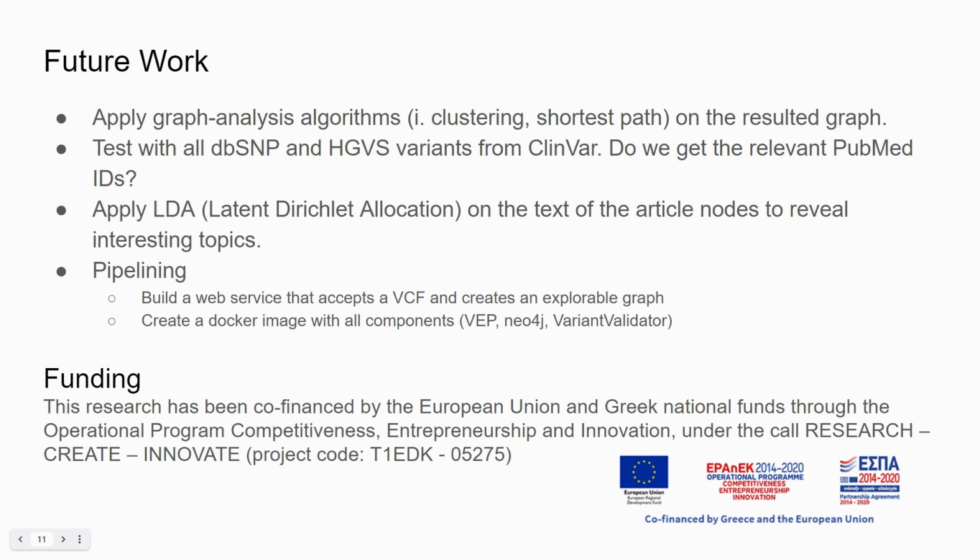Concerning the future work, we want to apply graph analysis algorithms on the resulting graph, algorithms such as clustering or shortest path. We could use variants from ClinVar to test if Neo4j returns the relevant PubMed IDs. We also want to apply LDA on the text of the article nodes to reveal interesting topics. And finally, we intend to build a web service that accepts a VCF file and creates an explorable graph, and to create a Docker image with all components: BEP, Neo4j, and Variant Validator.